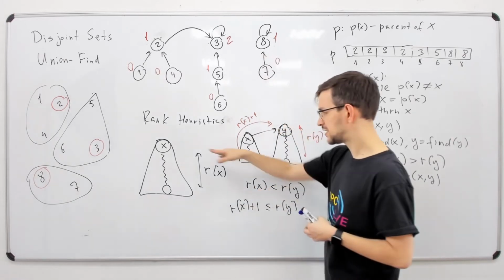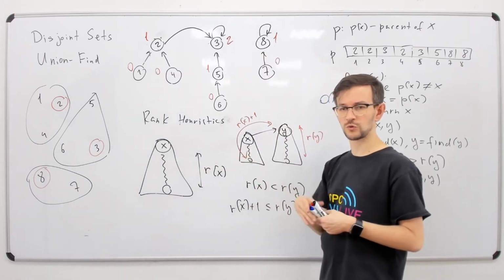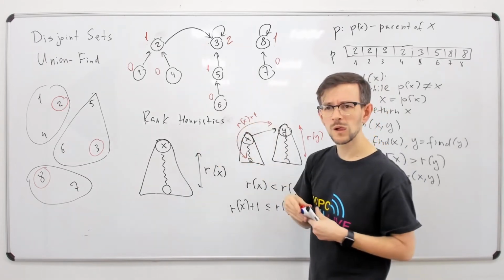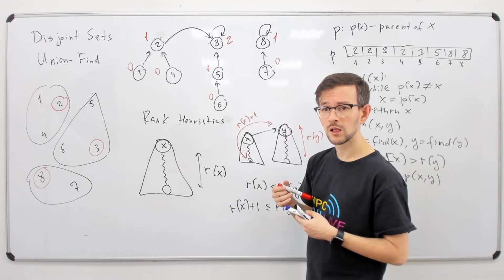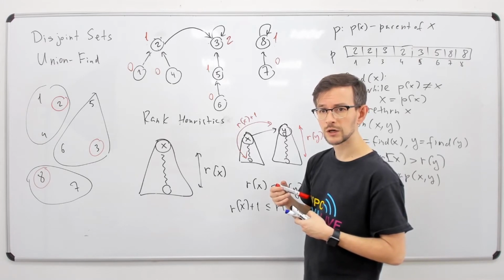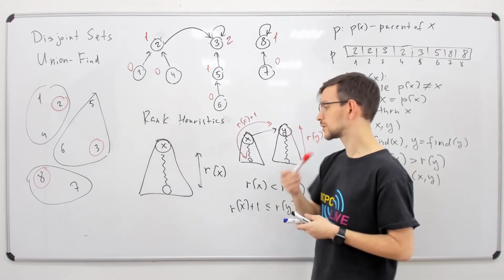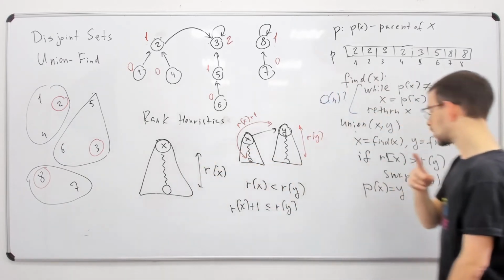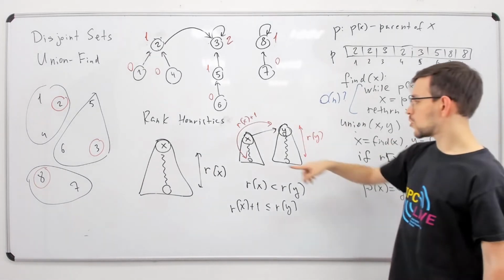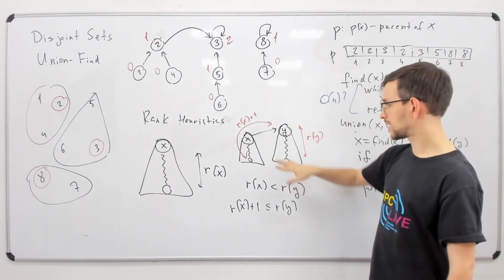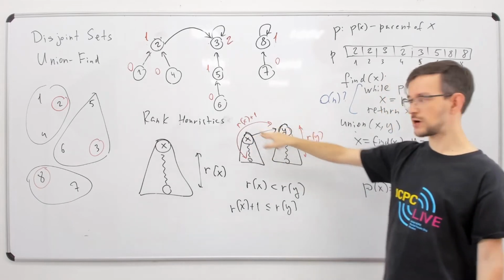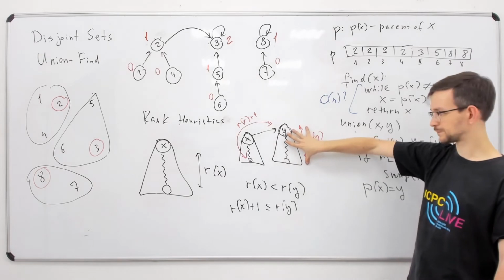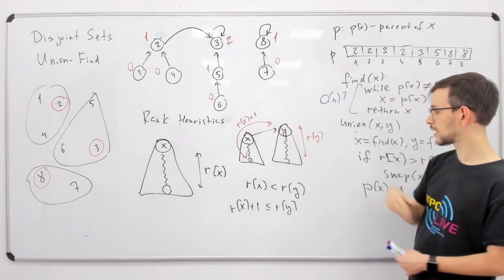Yeah, rank is the distance to the farthest leaf. We need to find the maximal distance in this tree. Again, if you merge two trees of different ranks, then rank of x plus 1 will be less than or equal to rank of y. So the maximal possible distance will still be rank of y.